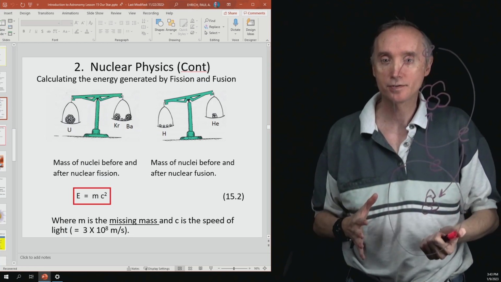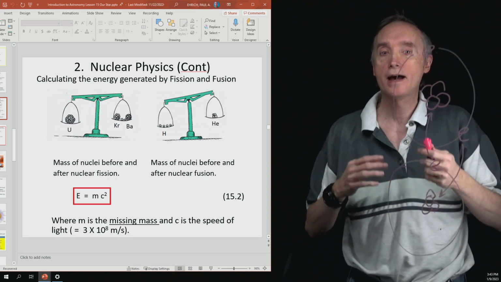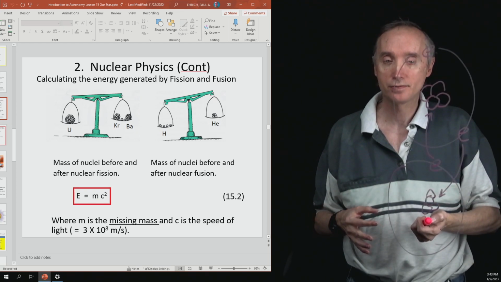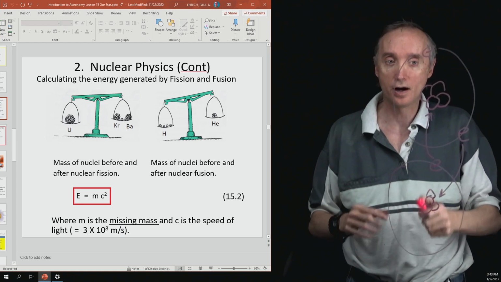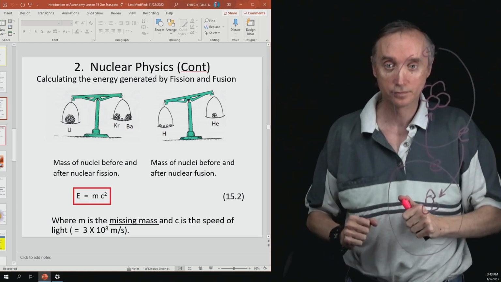So how could this possibly be? Well, that missing mass is what's turned into the energy of the explosion.